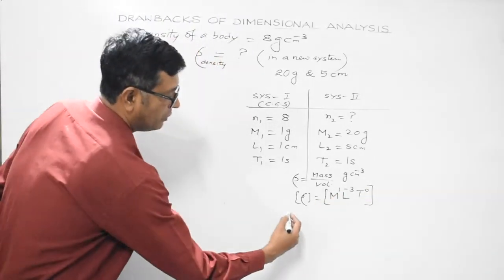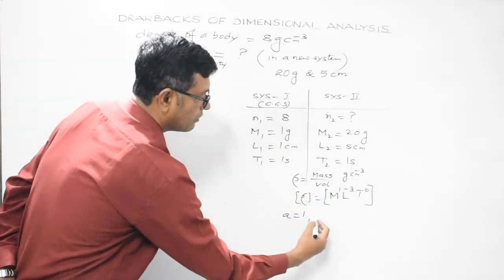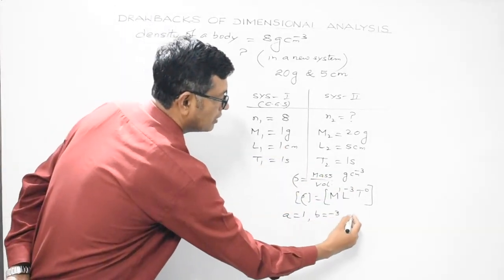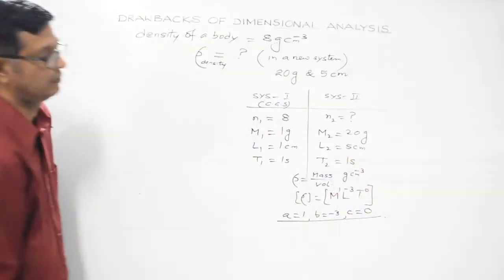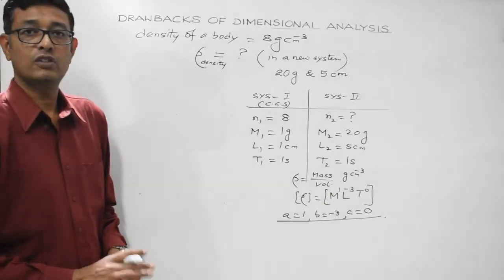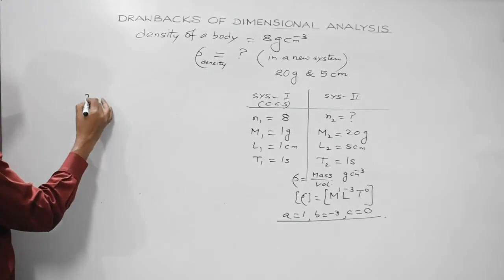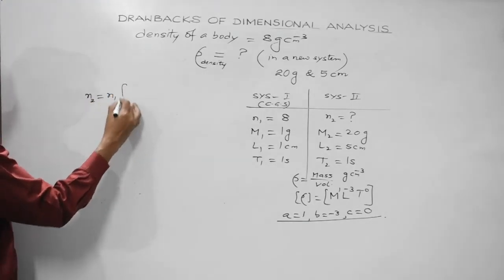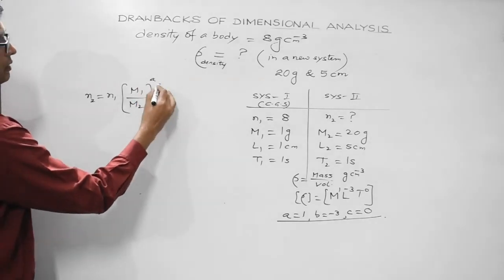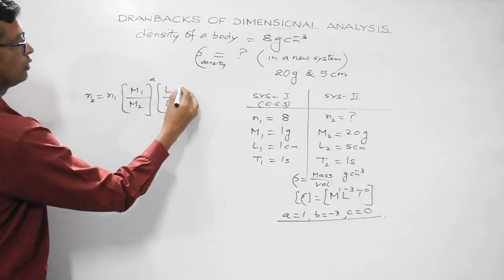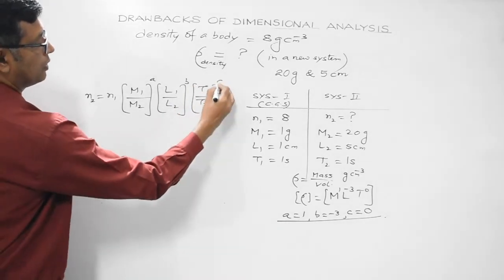So what about the values of a, b, c? a is 1, the dimension of mass. b is the dimension of length. And c is the dimension of time. Right? These are the values we require. Clear, students? Now, in order to obtain the value of N2, what's the formula? N2 is N1 into M1 by M2 to the power a, into L1 by L2 to the power b, into T1 by T2 to the power c.